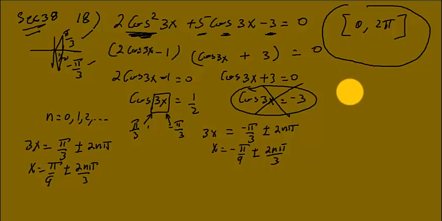So I have to now plug in the values. N is equal to 1, n is equal to 2, and so on and so forth. So let's work on this and let my n is equal to 0. When I put 0 for the n, I get x is equal to pi over 9 plus 0, which is inside my domain 0 to 2 pi.